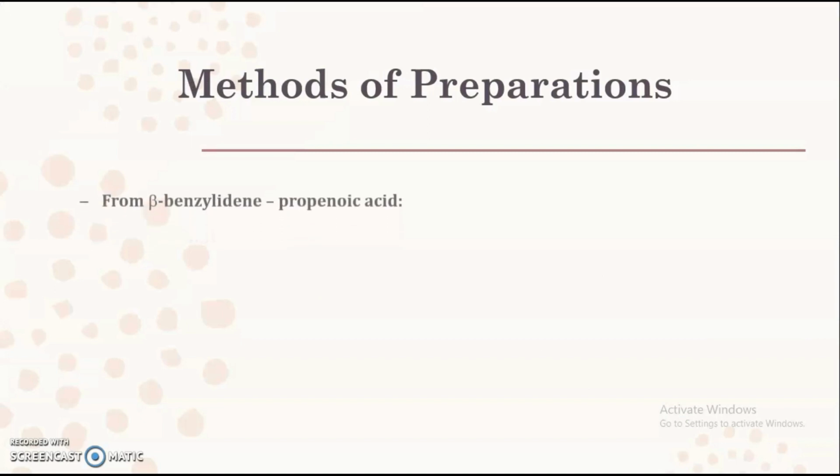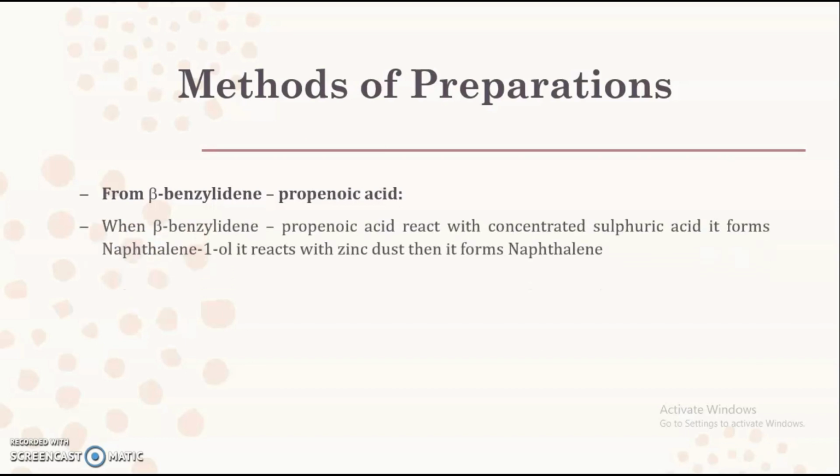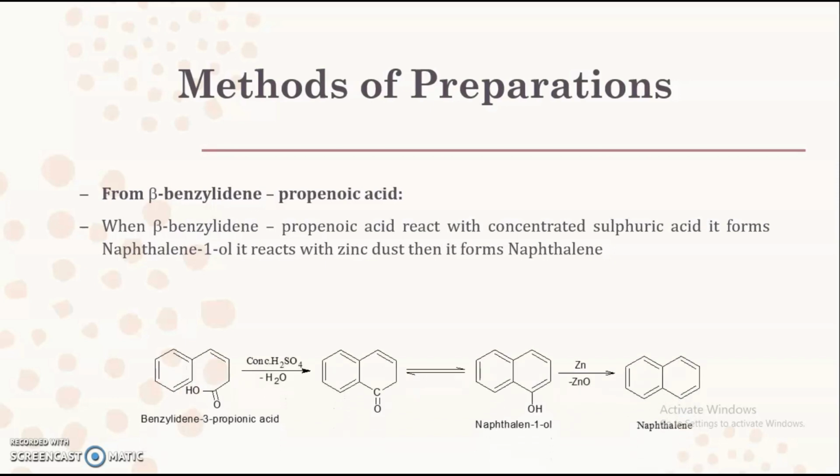Then the second method that is used for the preparation of naphthalene is from benzylidene propenoic acid, where when beta benzylidene propenoic acid is reacted with concentrated sulfuric acid, it forms naphthalen-1-ol, which reacts with zinc dust, and that it forms naphthalene. So this is the statement. We will see actually what is the reaction.